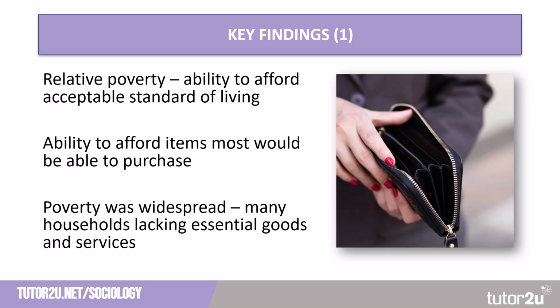For example, someone might not be starving or homeless, but could still be considered poor if they cannot afford things that are typical in their community, like mobile phones or warm coats in winter.